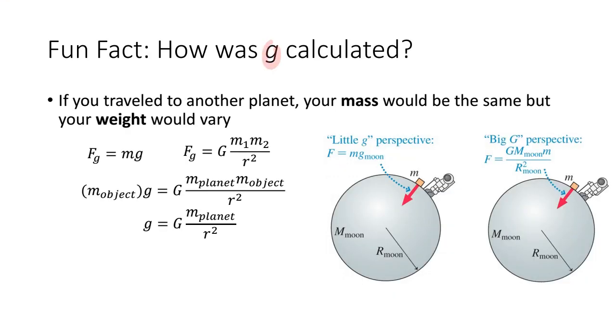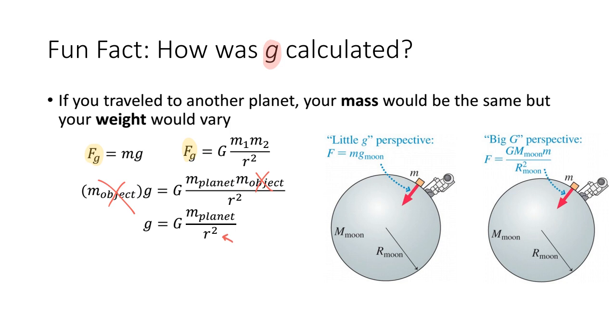The value of little g is calculated based on these 2 equations, this and this. Since they both equal force of gravity, you can set them equal to each other. And when they're equal to each other, the mass of the object cancels, meaning that you're left with the acceleration of gravity being equal to the gravitational constant times the mass of the planet divided by its radius squared.